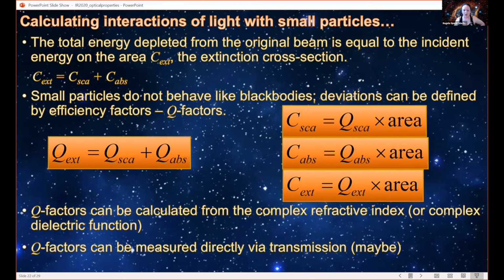You can also use the Q factors and directly compare with transmission spectra, but that is a little tricky because you might have shape effects you're not accounting for.